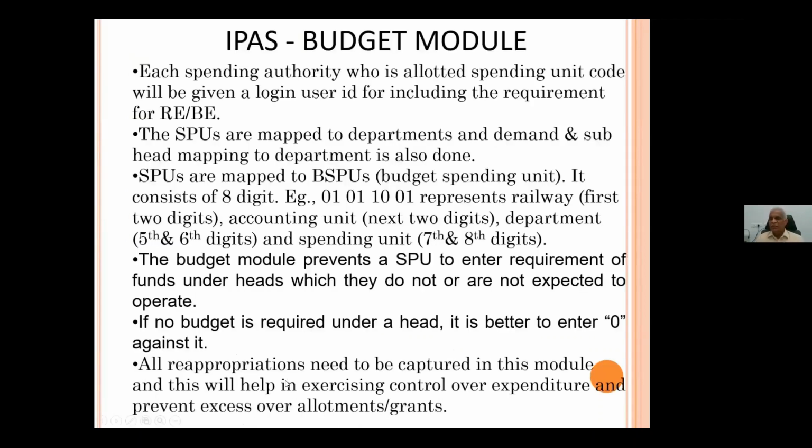Then the budget has now to be presented in the IPAS budget module, and from no other source. Whatever you give elsewhere will not be considered. Each spending authority has been given a code, that is BSPU, budget spending unit. So a login ID will be there, and they have to project the requirements.